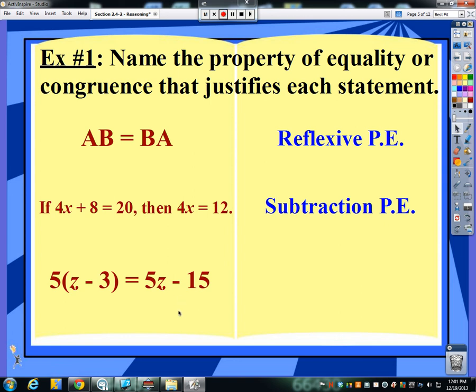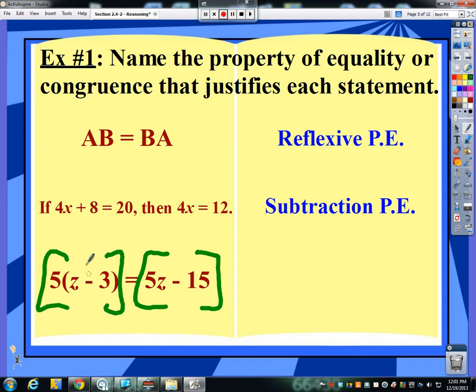All right, the third one. So again, we need to compare what's going on here and here because we don't have an if-then statement now. Well, this looks kind of like this, except the only difference is the 5 has been distributed. And that's the only thing happening here. So this is the distributive property of equality.